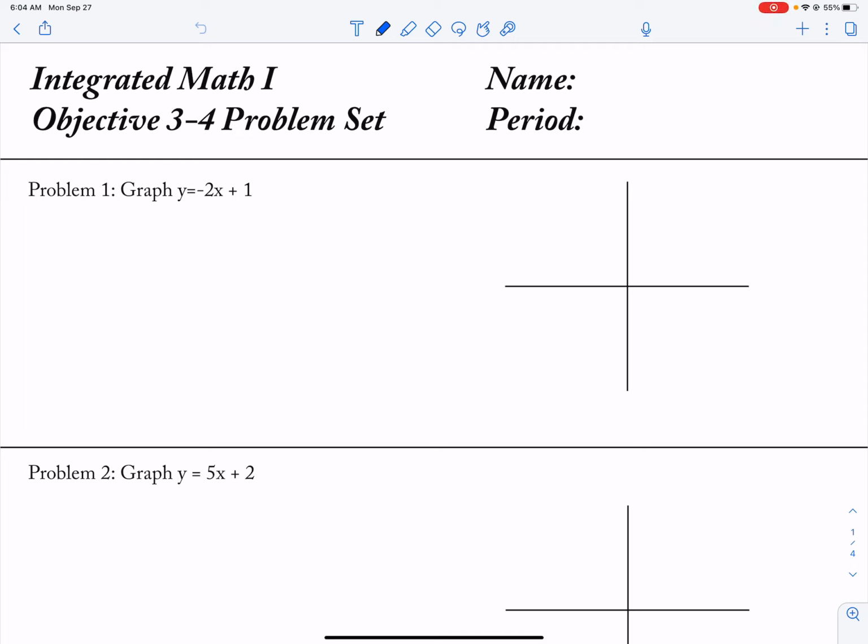Okay, so now remember when we graph, we need different things depending on what form we're in. So the first question I'm going to ask myself is, what form is my equation in? My form right now is y equals mx plus b. So I'm in slope-intercept form.